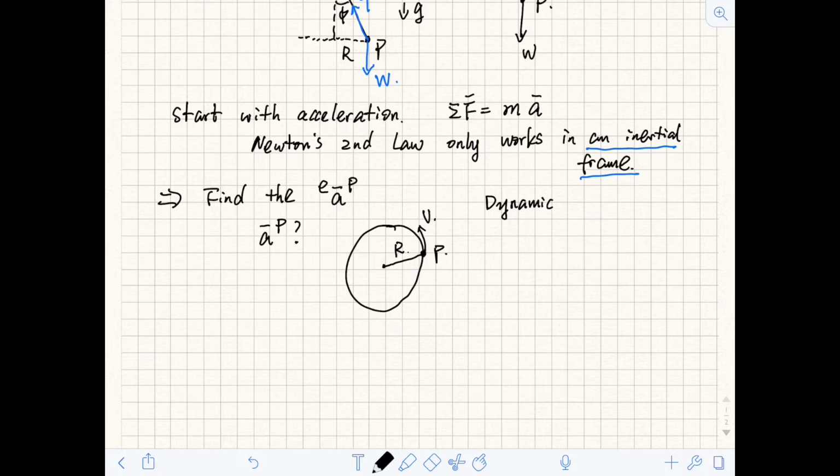This is a typo. Problem 2a, kinematics problem.